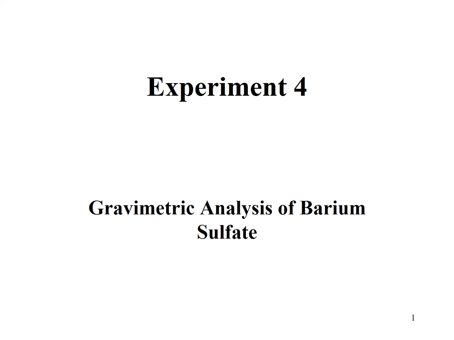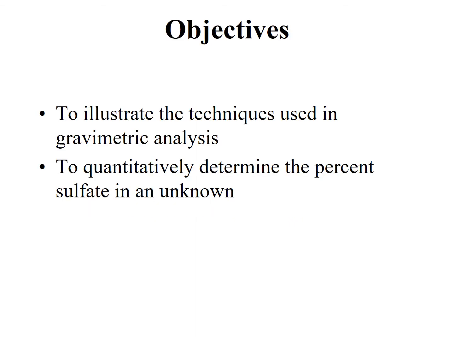Experiment 4 is about gravimetric analysis of barium sulfate. The objectives for experiment 4 are the following: to illustrate the techniques used in gravimetric analysis and to quantitatively determine the percent sulfate in an unknown.